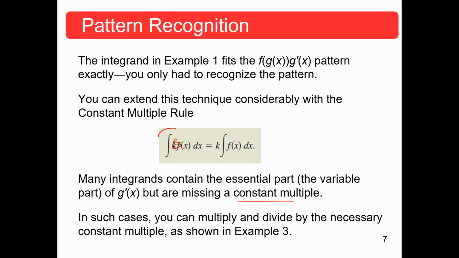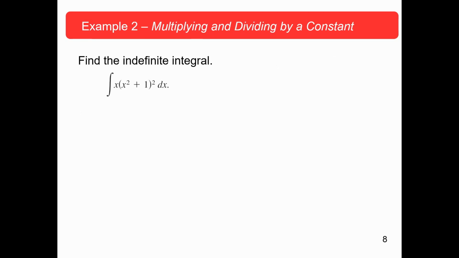So let's look at this example 2. So what do we have here? This is basically the same problem we had before, but instead of 2x, we've just got x. So once again, whatever's inside the parentheses, we're going to let be u.